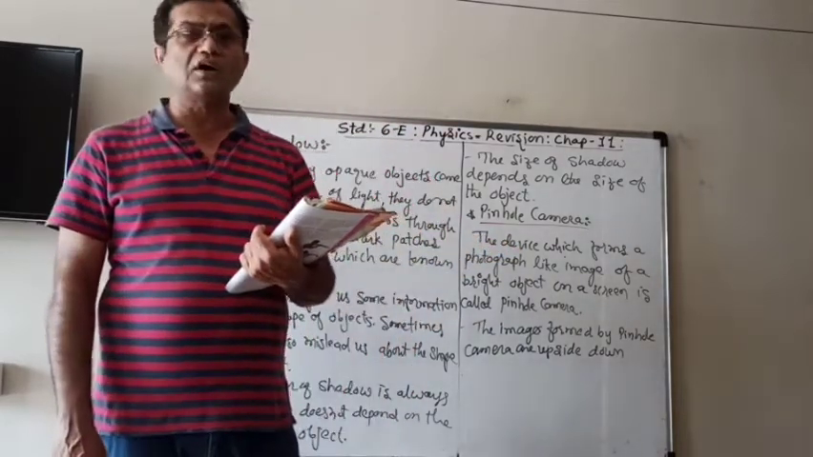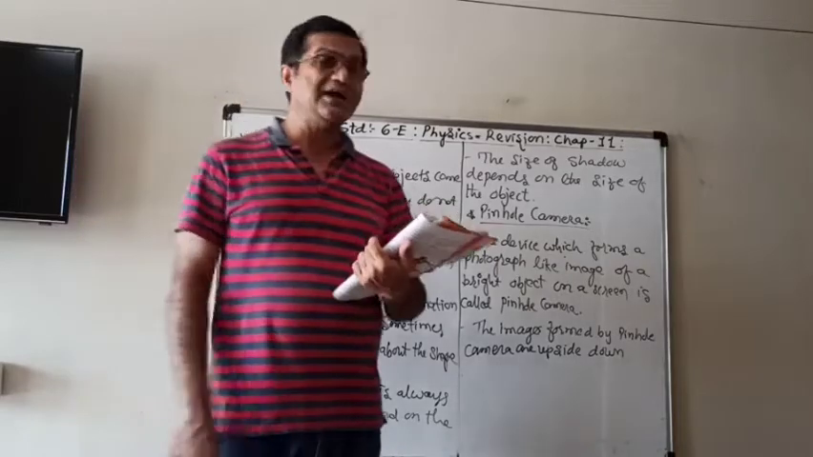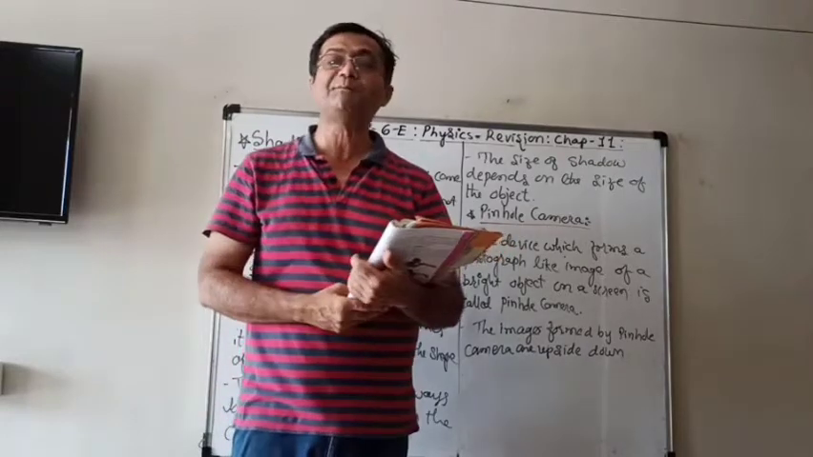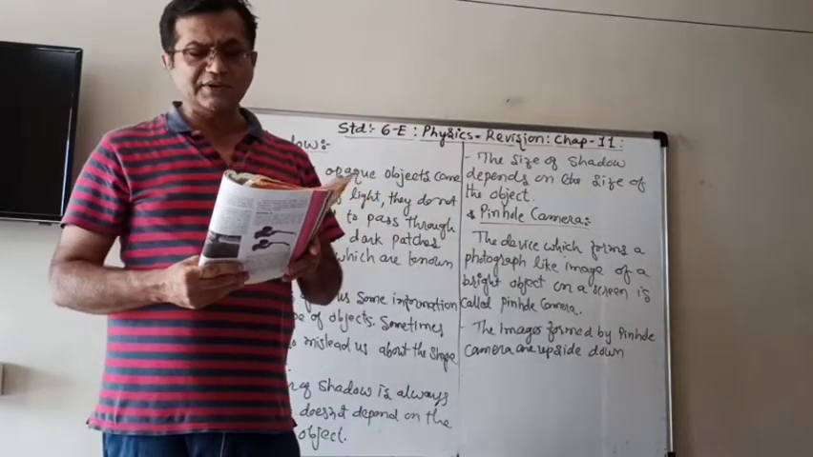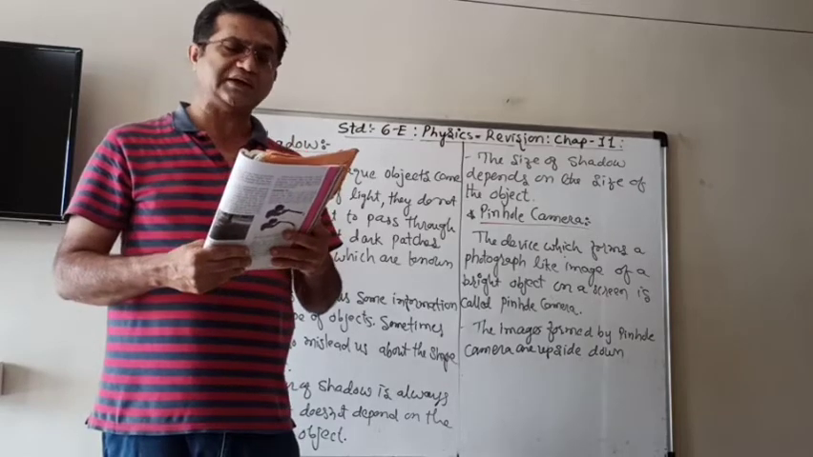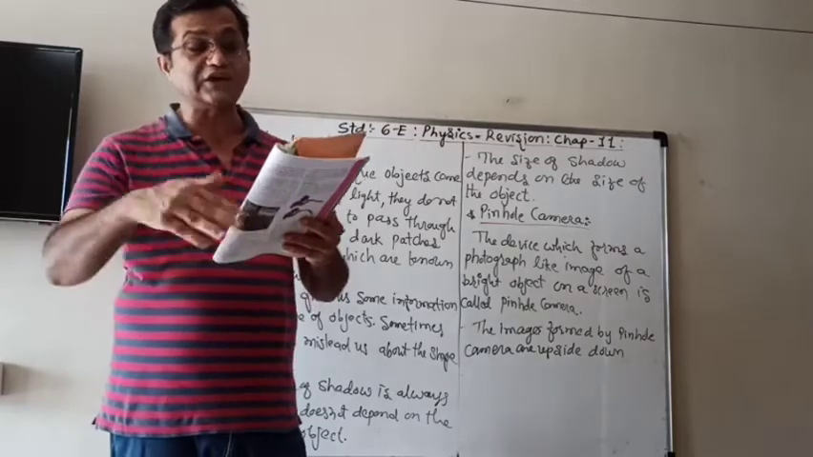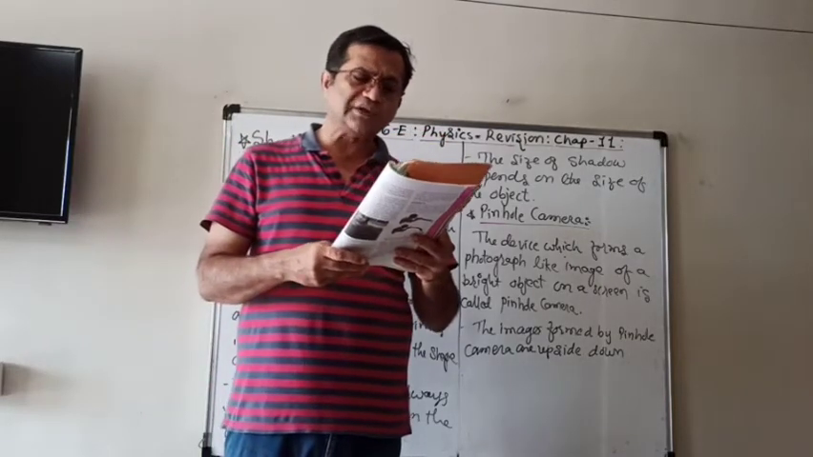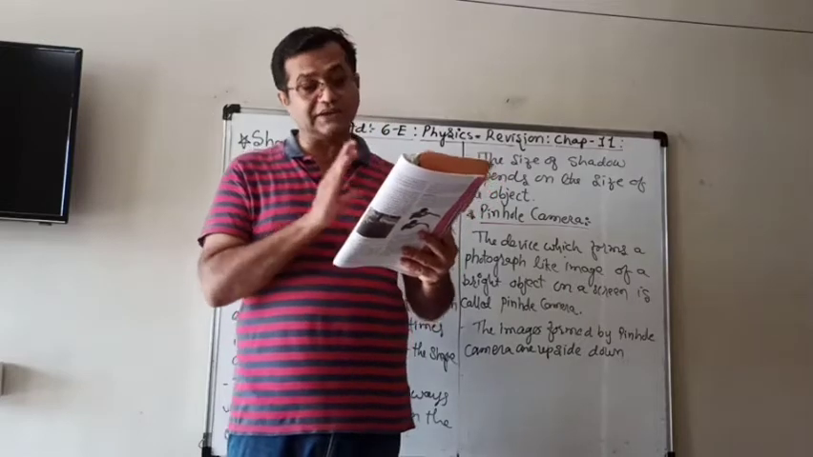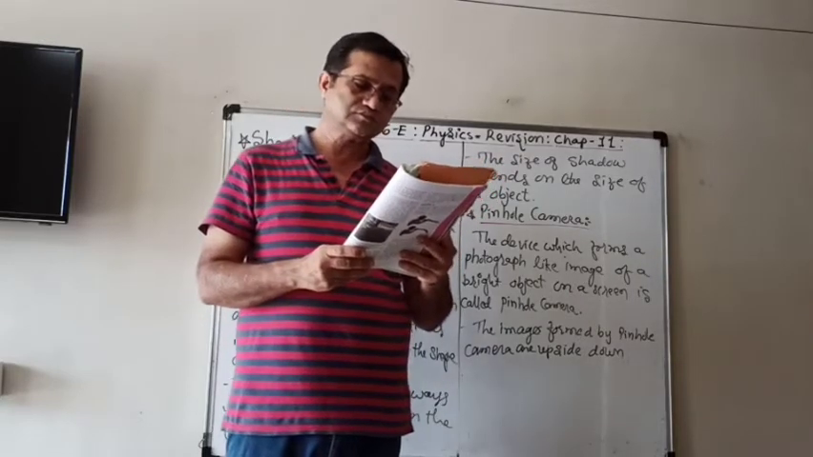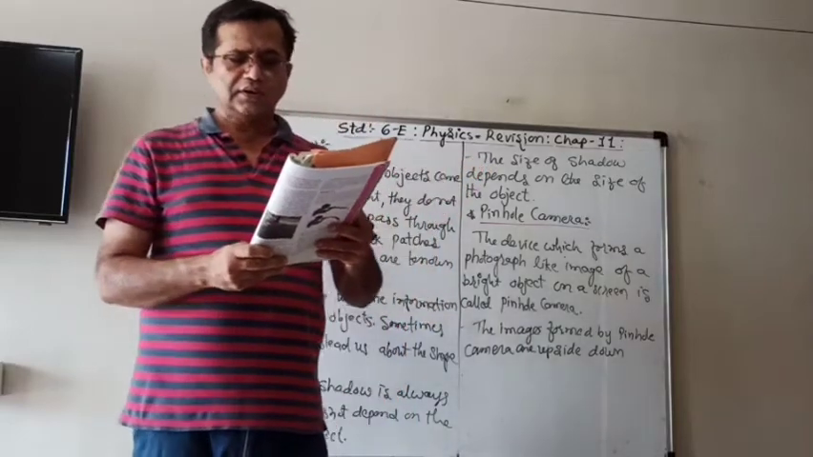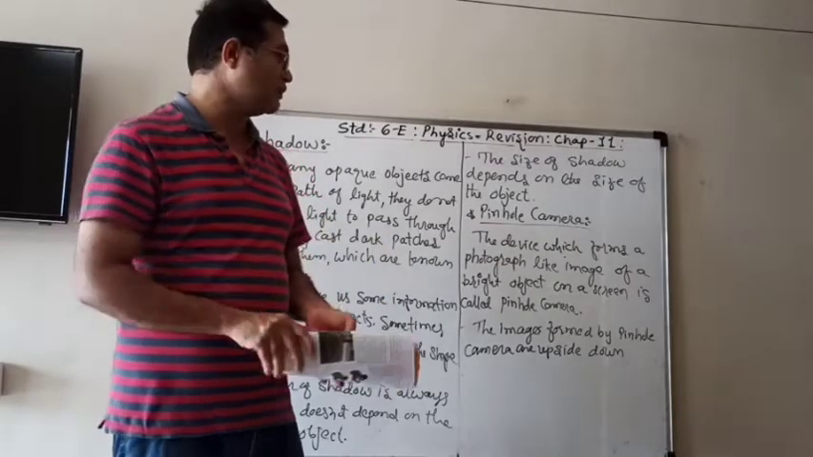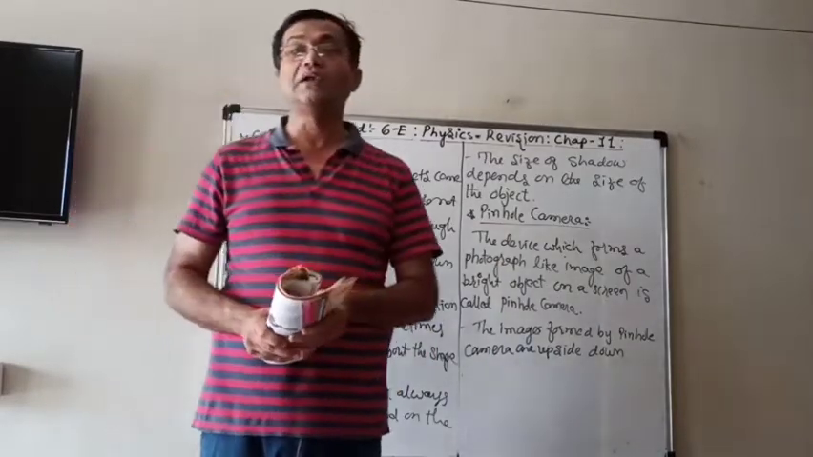The image of that object will be on the screen, and it will be upside down. It means that it will not be erect but an upside down, inverted image that you will find. And here the color also will be seen, because it will not be dark. So in this way you can understand how the image is formed by the pinhole camera.